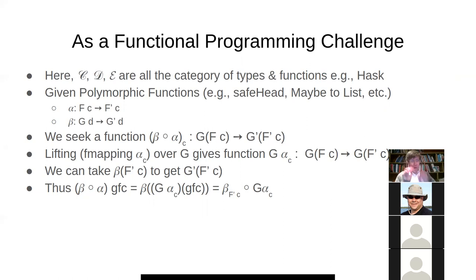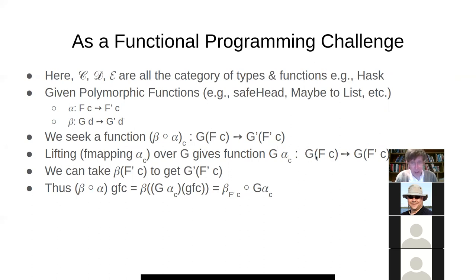Where, look, you have something which goes from F of C to F prime of C, and that's alpha, and you have a beta which goes from G of D to G prime of D. And now you want to get something that goes from G of F of C to G prime of F prime of C. And the idea is, look, this kind of looks a little bit like we could lift alpha, because after all, alpha takes an F of C. We could lift it with G, right?